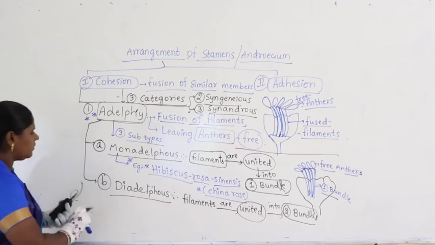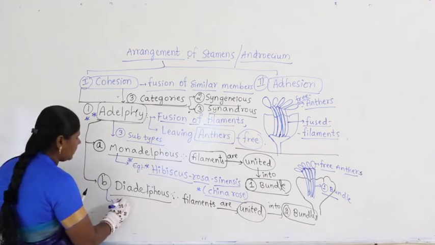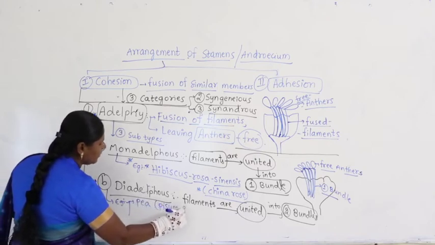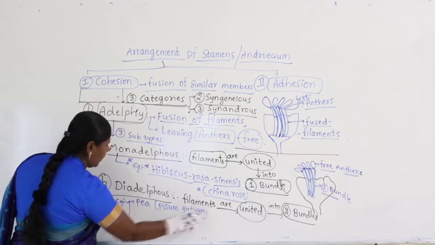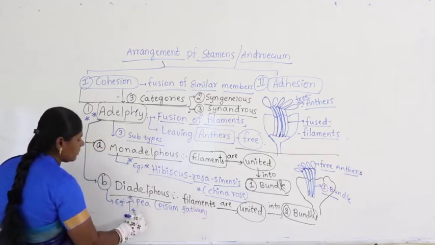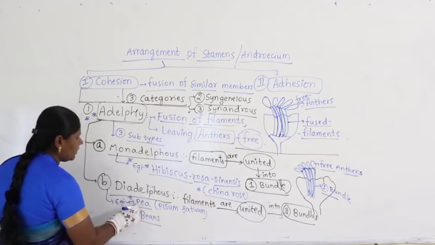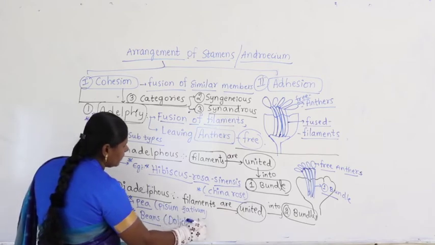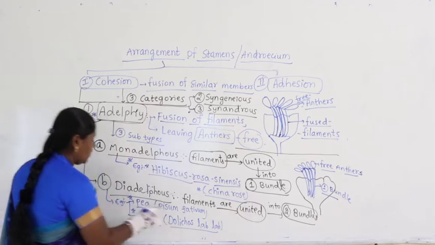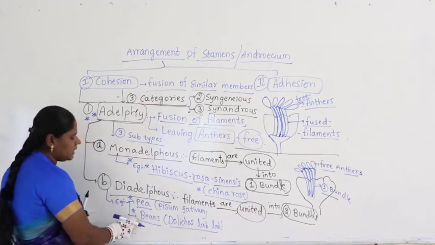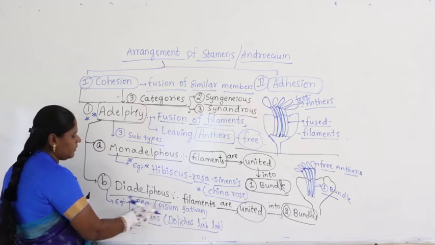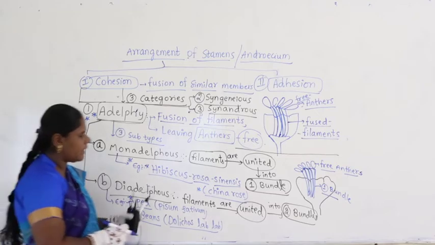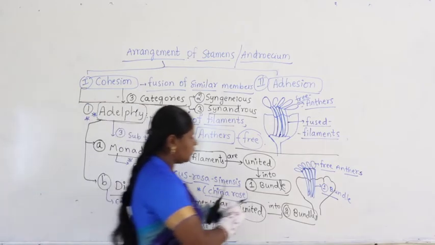Now, such a condition we find in, example I am writing here, pea plant, which is Pisum sativum, the scientific name, and beans. Beans, nothing but Dolichos lablab. Dolichos lablab is the scientific name for beans, and Pisum sativum is the scientific name for pea plant. Now I am showing the diagram of the Diadelphous condition.